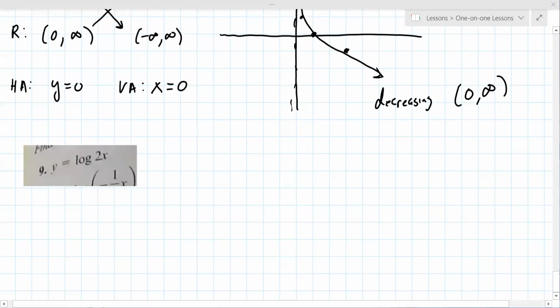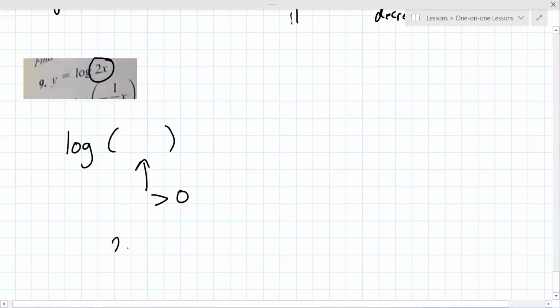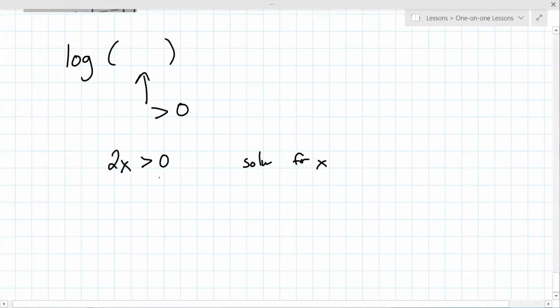Okay, the domain. You actually just have to look at the inner part here. When you have the log of something, whatever's inside, you set it greater than 0. So in this case, you set 2x greater than 0 and solve for x. It's not much to do here. You divide both sides by 2, so x is greater than 0. That is your domain. The reason is you can only take the log of numbers that are bigger than 0.